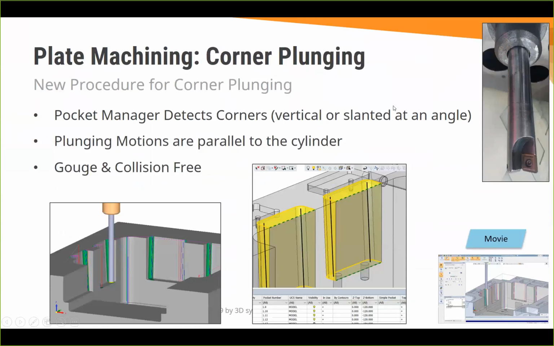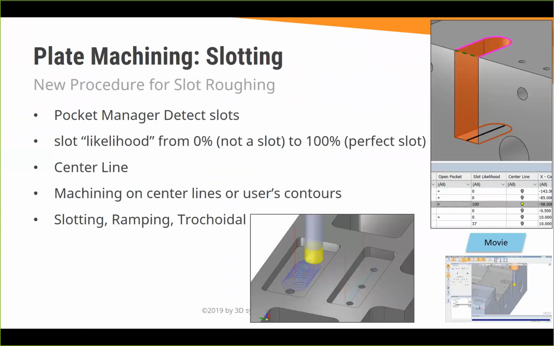Next one is the slotting. This is a new procedure. Again, Pocket Manager detects the slots for us. There is a parameter we call likelihood, which can give some values to the slots from 0, which is actually not a slot, up to 100%, which is a perfect slot. We can see the center line on which the slotting will operate, and the user can also select a different contour if he wishes. Machining then will be done in slotting, ramping, or trochoidal.